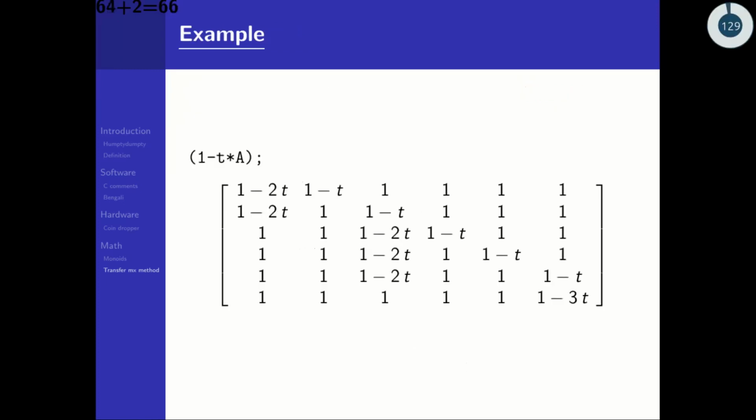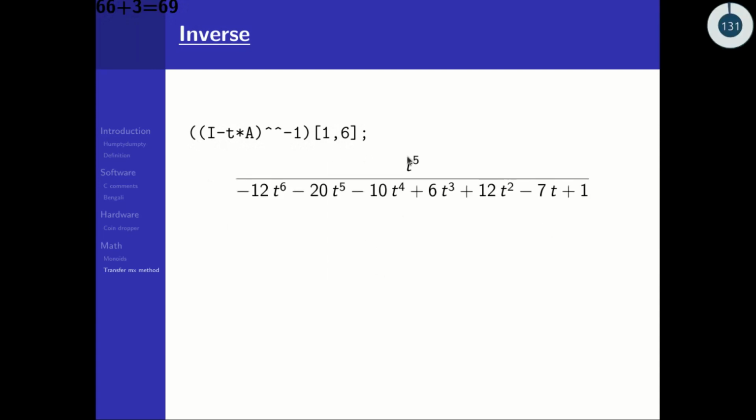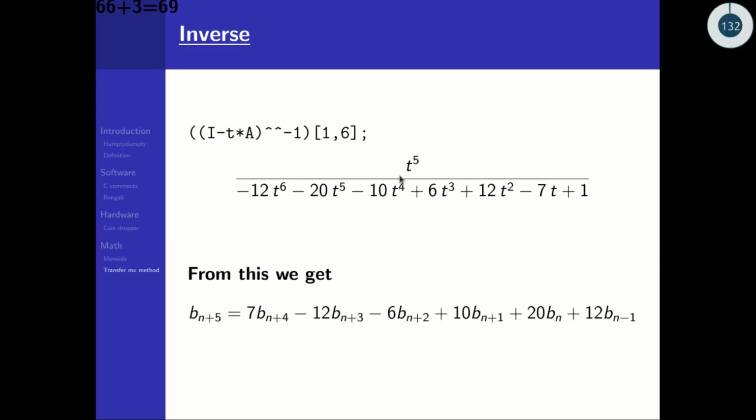Okay, so let's just try that out using our computing system. I compute I minus tA using Maxima, and this is the matrix. Then I compute its inverse and extract its 1/6 element, again using Maxima. It turns out to be this: t to the power 5 divided by this. Now, this one is a nice polynomial. Downstairs and upstairs also we have a polynomial, t to the power 5. From this, you can immediately write down a generating function for Bn's.